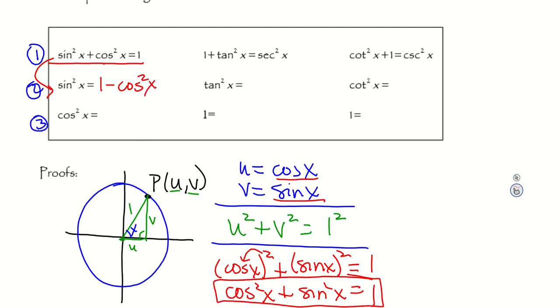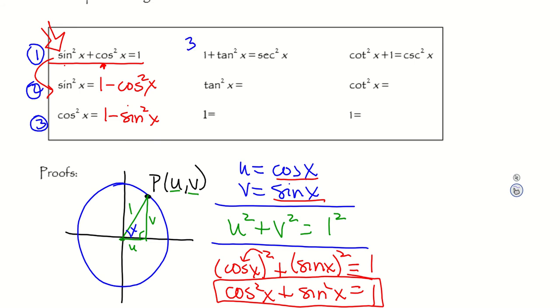That's our second one. If we come in here and we solve for cosine by subtracting the sine, then we get cosine squared equals 1 minus sine squared of x. So if you can remember this first Pythagorean identity, sine squared of x plus cosine squared of x equals 1, you can easily solve for either sine or cosine squared and get two other identities. Now, let's look at this third identity.